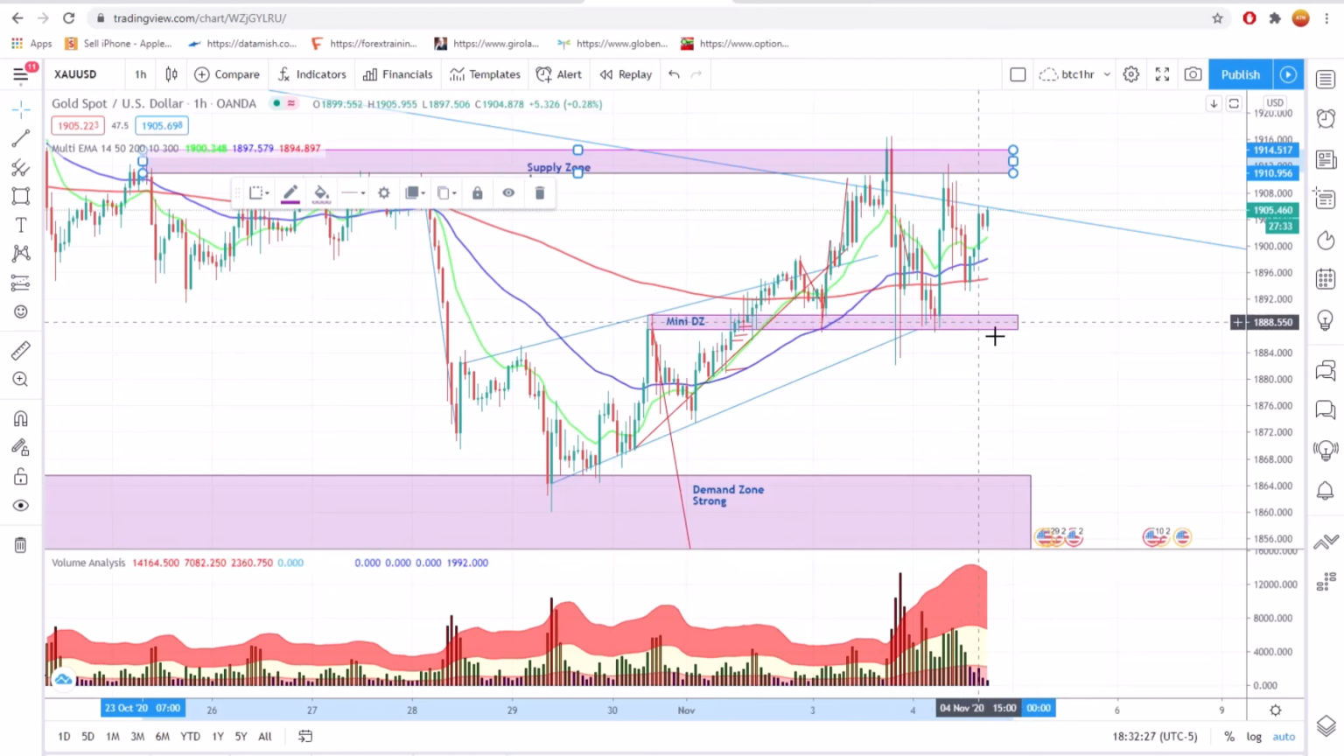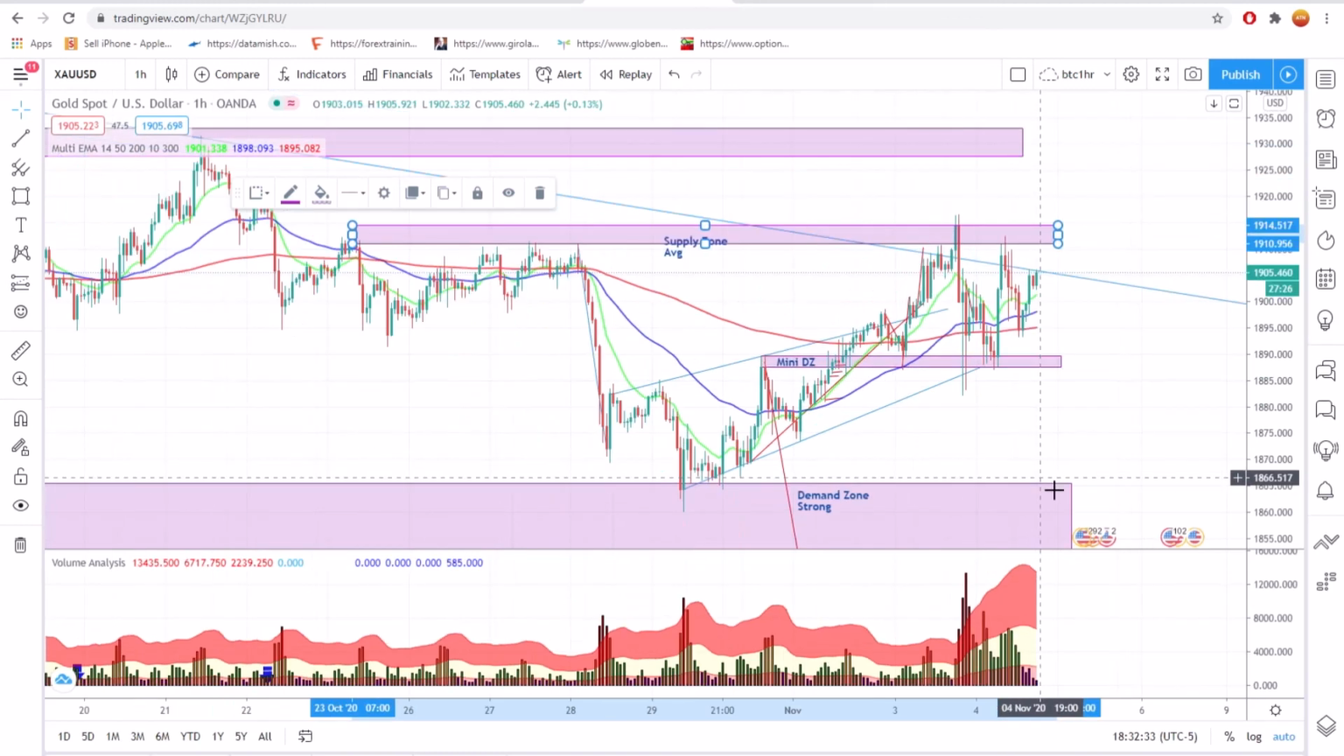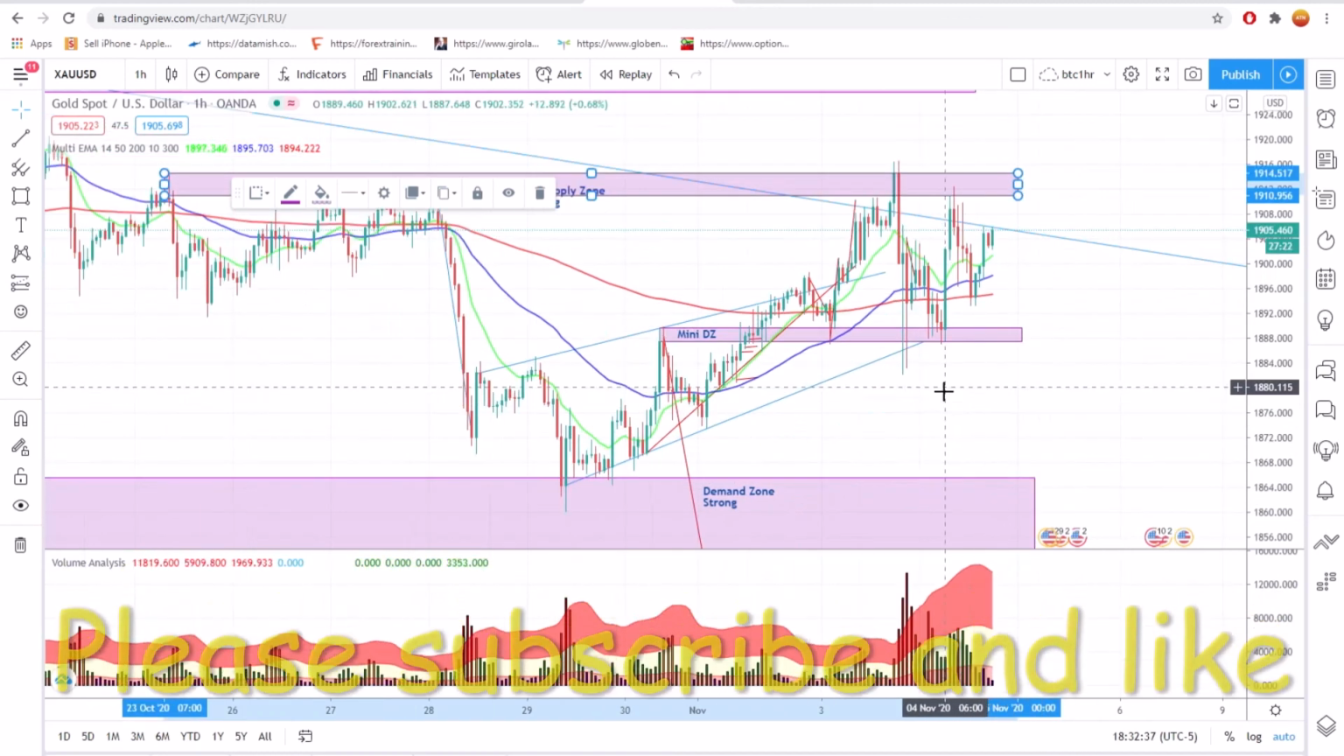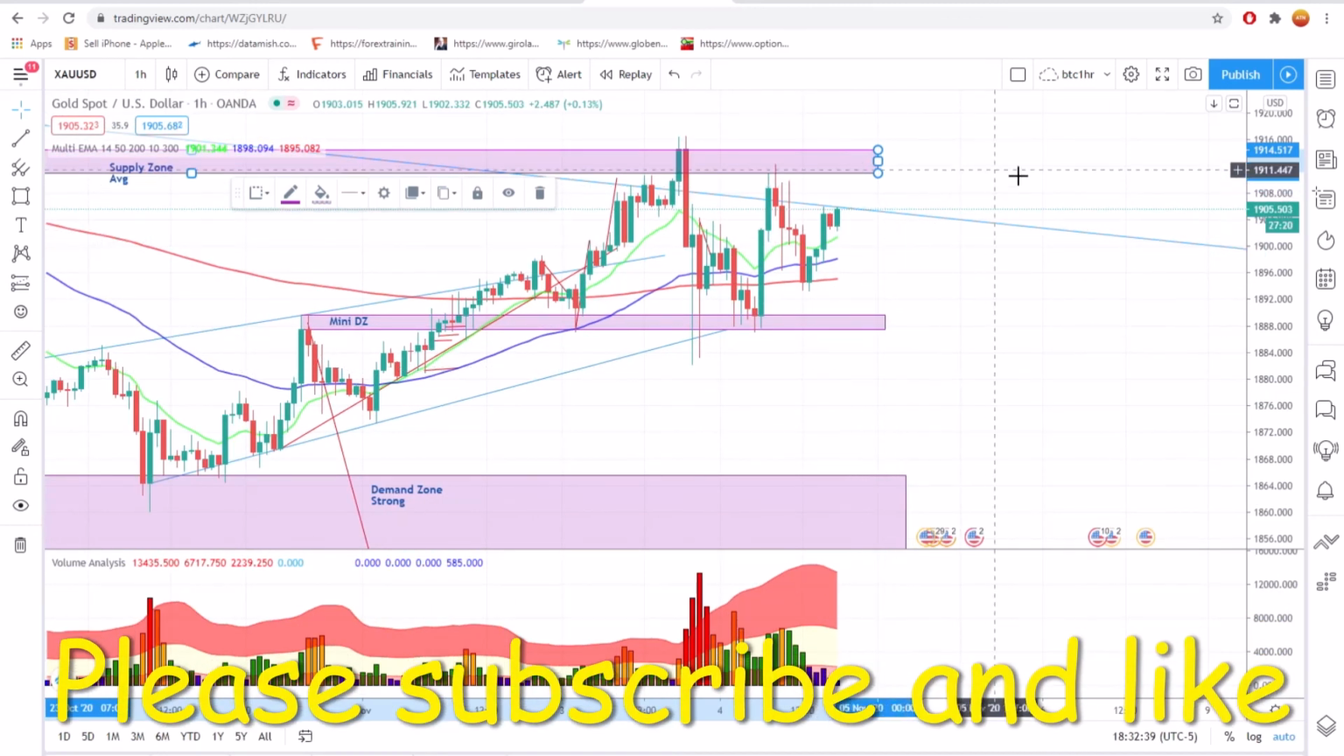This would probably be more of a quick-reaction kind of demand zone. But the next key strong demand zone is down here. So these are the areas I'm looking at running in today, until the New York session. Let's see what happens.